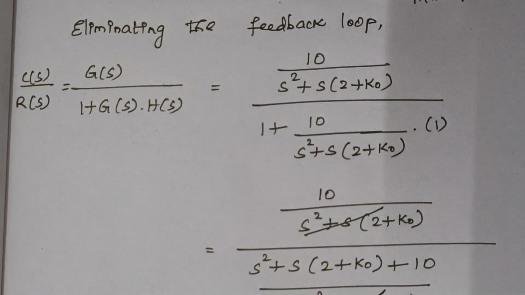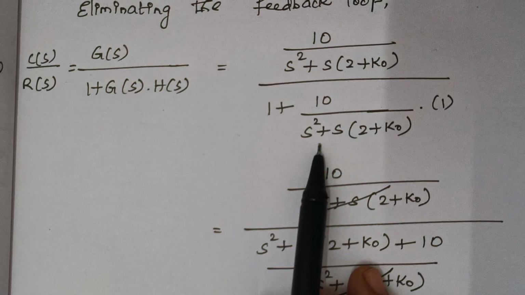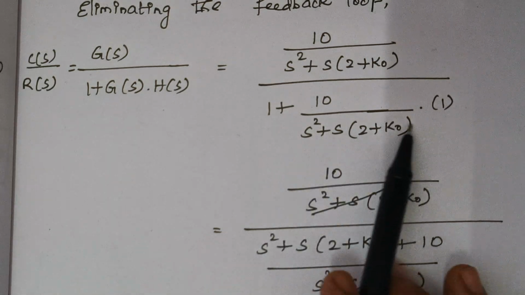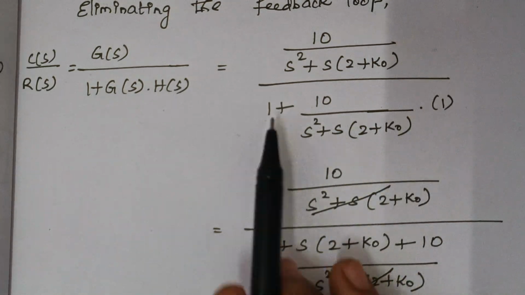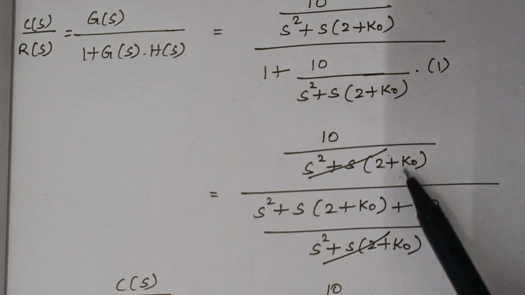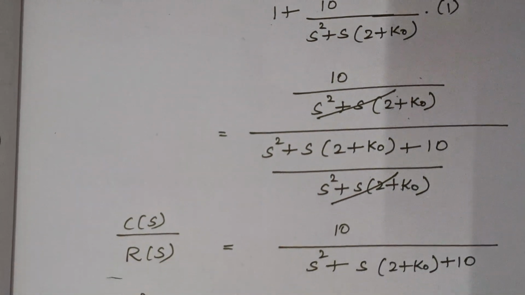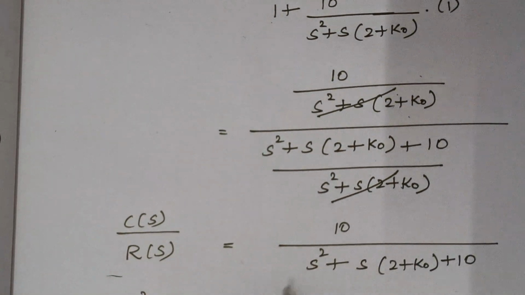In the first step I substituted the values, and the next thing is we have to take LCM. That is, this term will get multiplied with 1. So when you multiply, again these two terms are the same, so they cancel each other, and finally we get C(s) by R(s) equal to 10 by s square plus s into (2 plus k naught) plus 10.